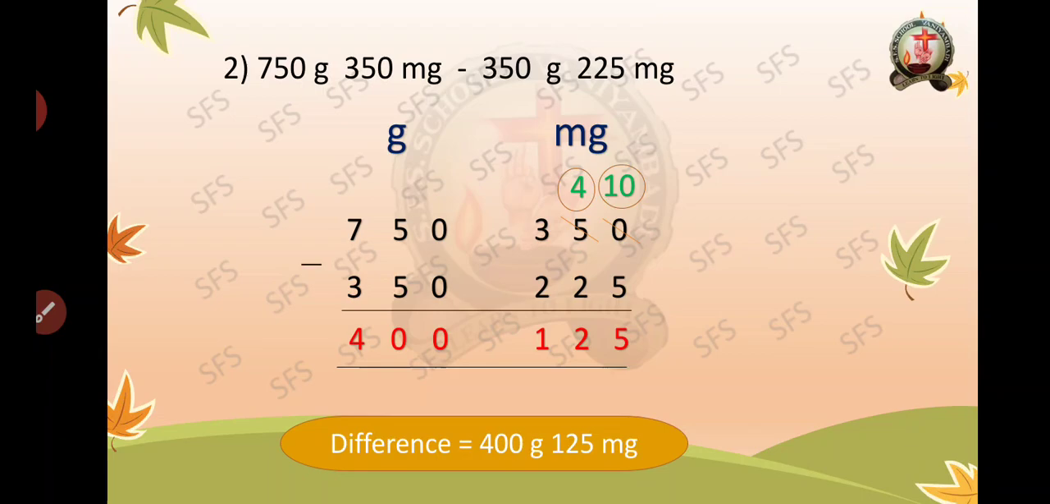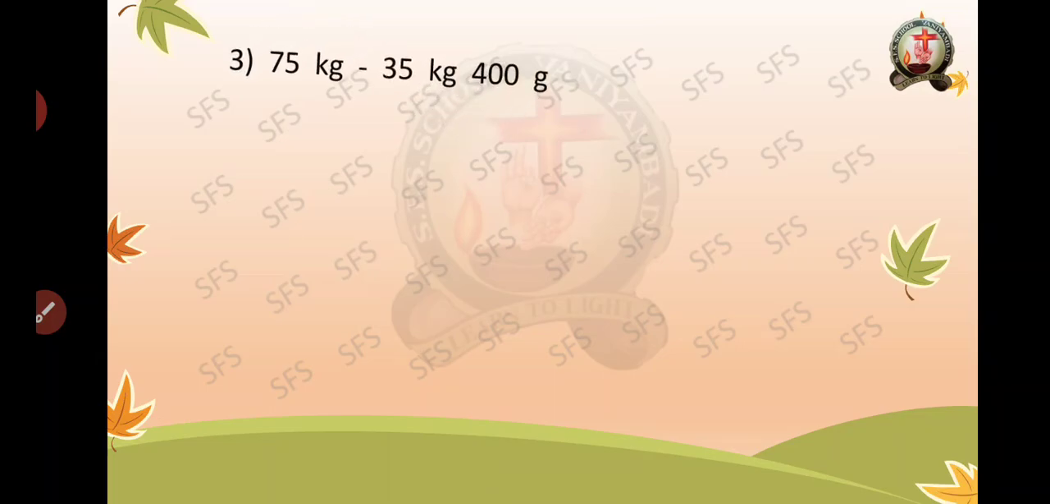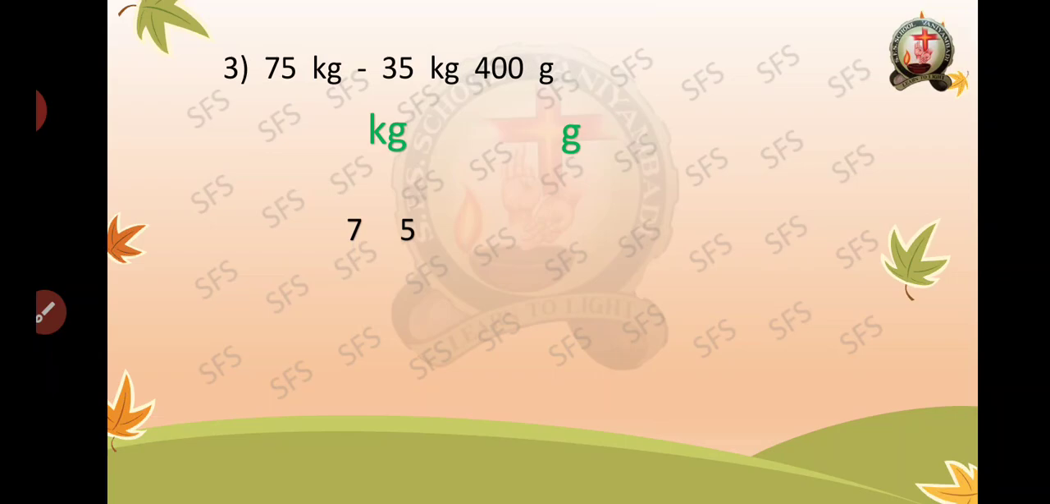Now let us move on to the next question, children. That is 75 kg minus 35 kg 400 g. So separate the columns for kg then g. In the first question they have given only kg. That is 75. And they have not mentioned grams in the first question. So if they have not mentioned, children, just place zeros.